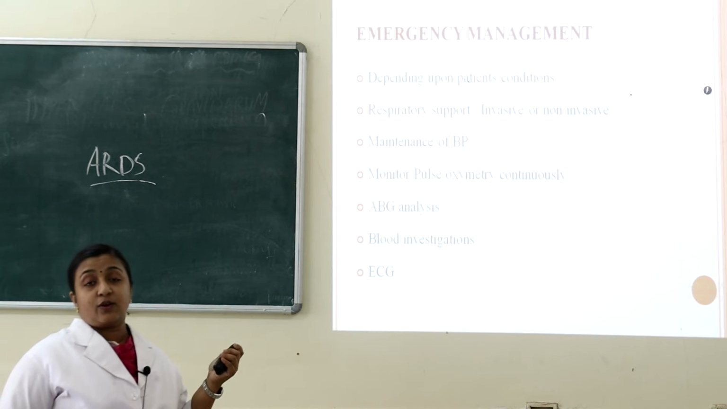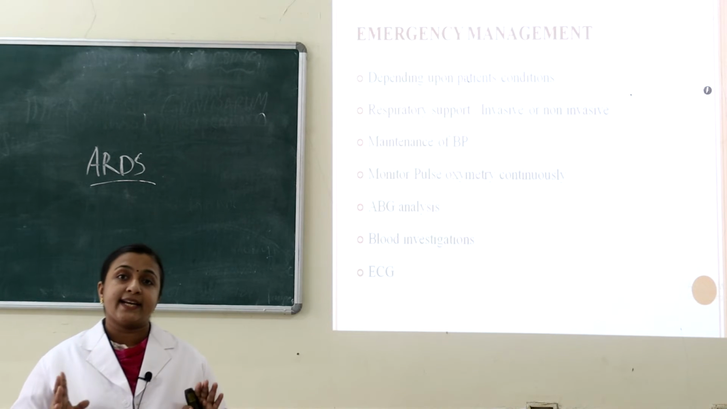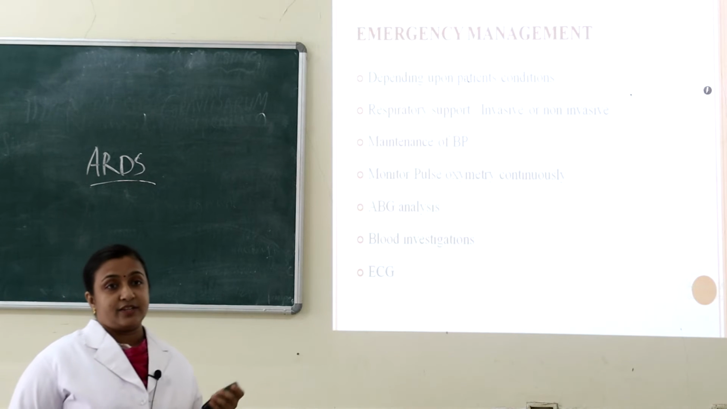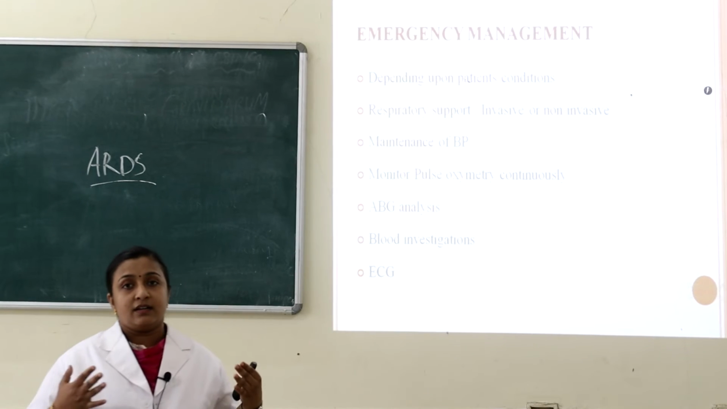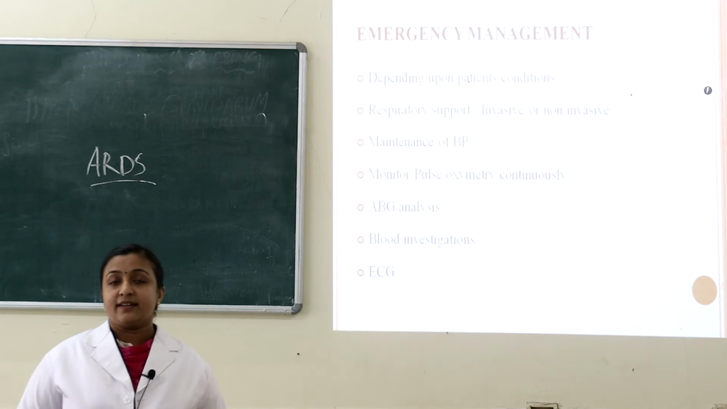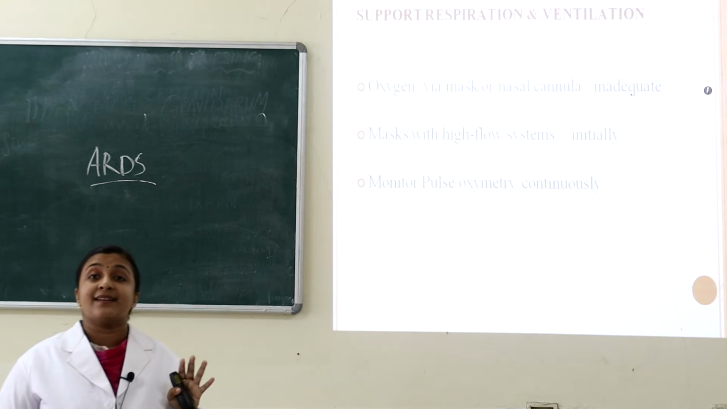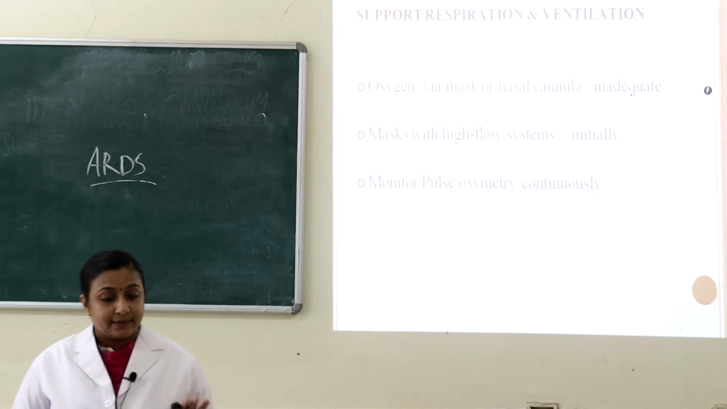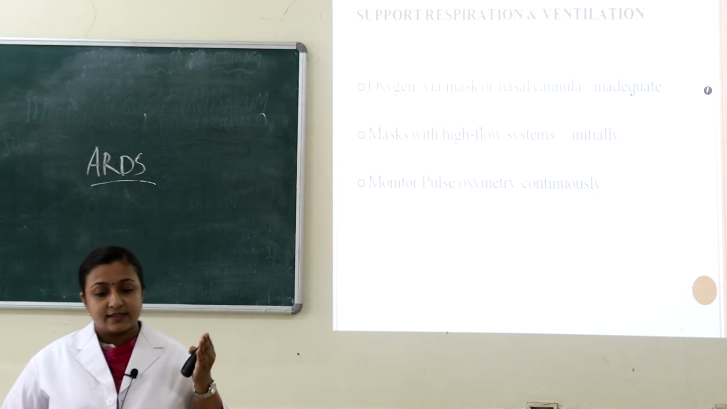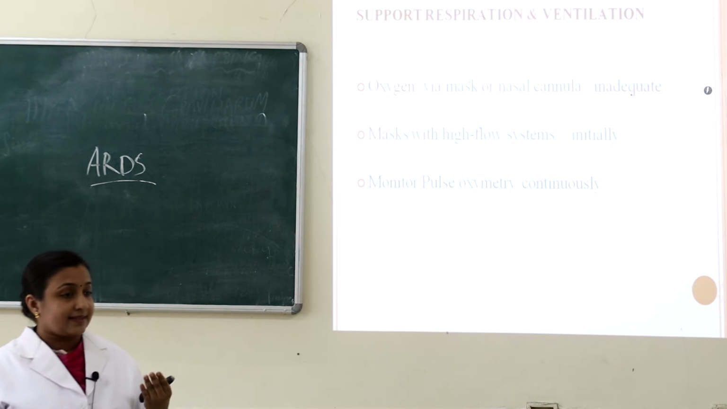Then ABG analysis. Of course, ABG analysis is very important to identify the acidosis, metabolic acidosis. Then the blood investigations; according to the patient's condition, we can do the blood investigations. Then ECG monitoring is also very important. First we saw the emergency management. Next we can move on to the supportive management, that is supporting respiration and ventilation. How can we give support of ventilation as well as respiration?